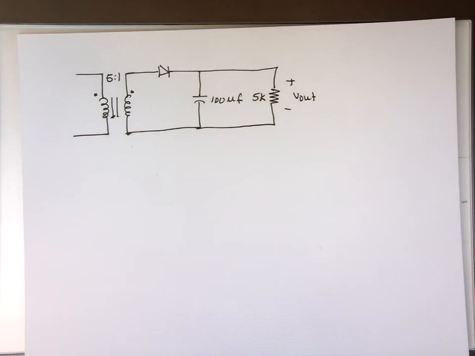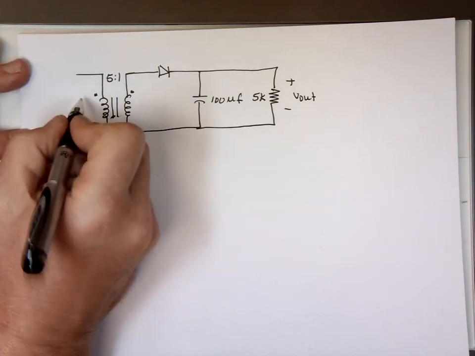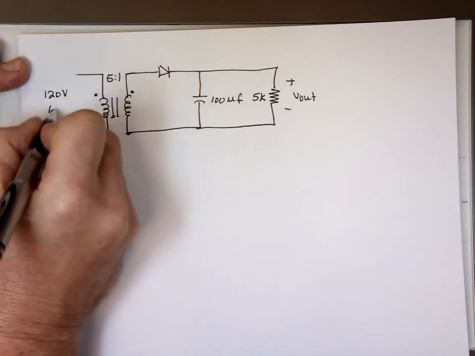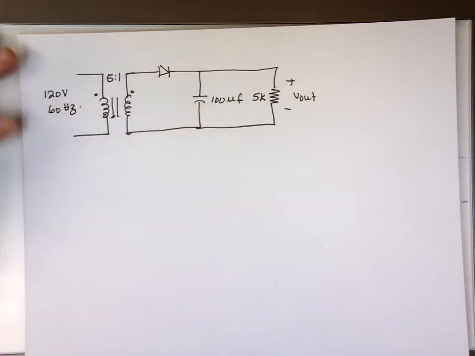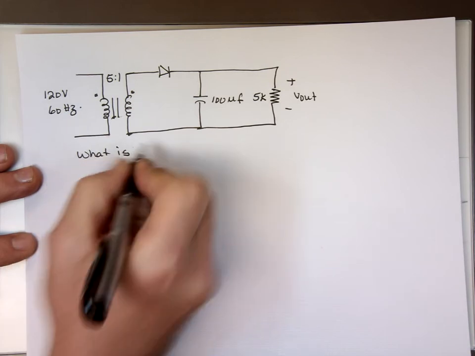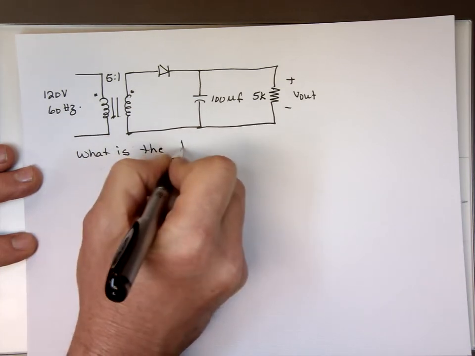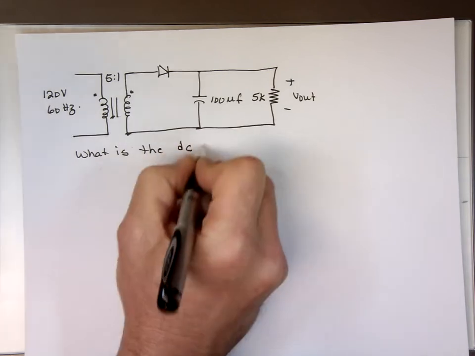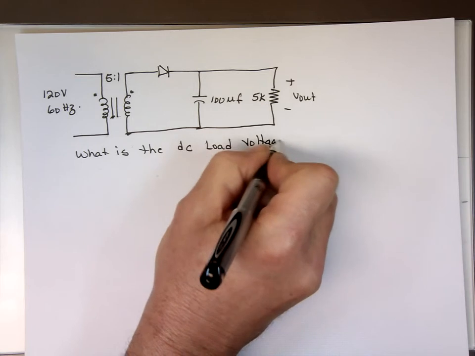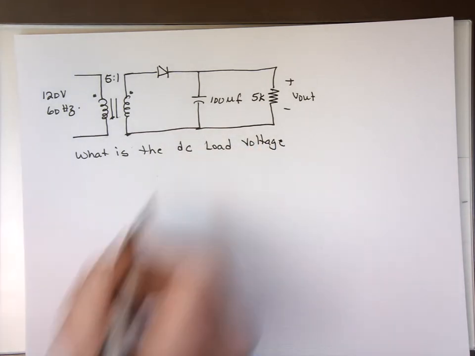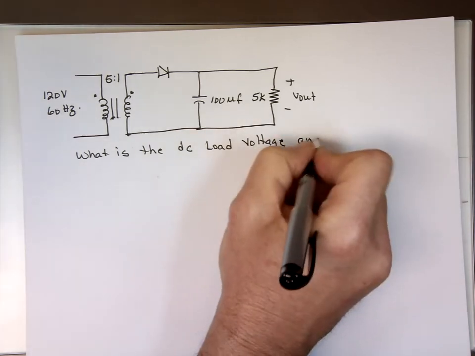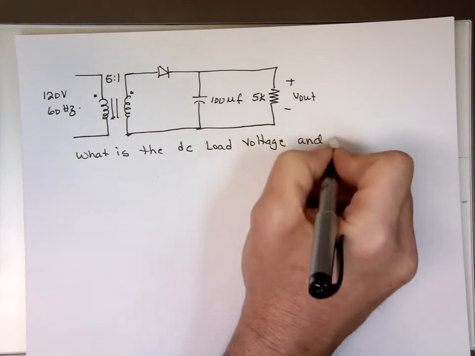And the question: can you tell me what V out is here? Well, not just V out. Let's give you a number here. Let's say this is 120 volts peak value at 60 hertz. So here's my question. What is the DC load voltage, not the AC load voltage? That's the RMS value. The DC is the RMS value. And let's get the ripple voltage, V ripple.